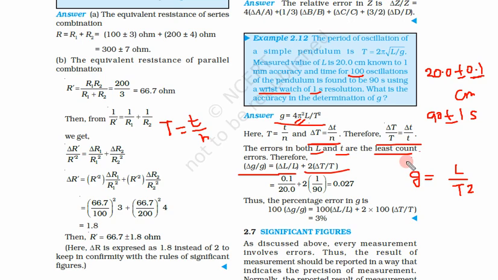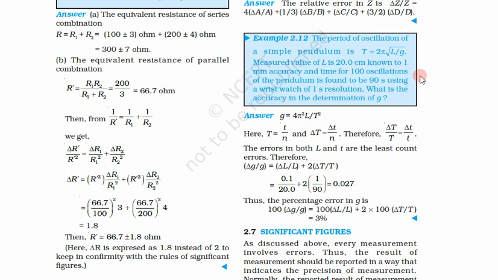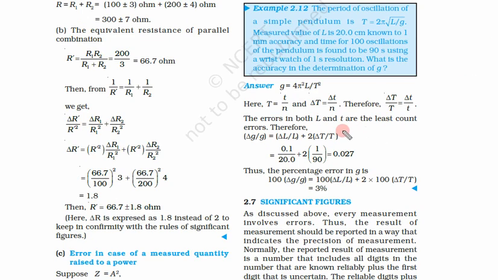So again remember, using the same formula like this, delta Z upon Z type. So delta G upon G is equal to delta L upon L, because there is only single power, plus here we have 2 power, 2 delta T upon T, and this will have no error because this is a number and pi is also a number. Let us put the value.